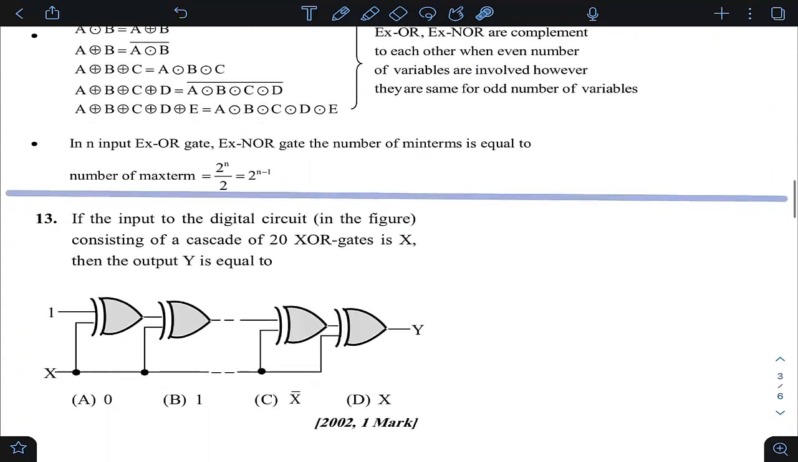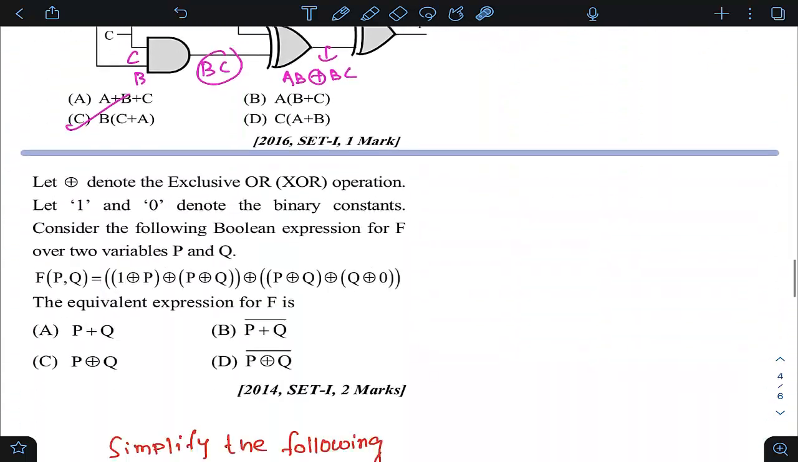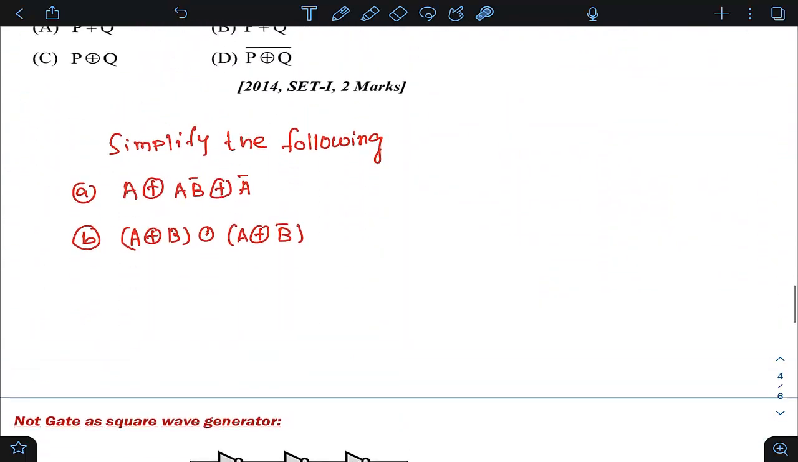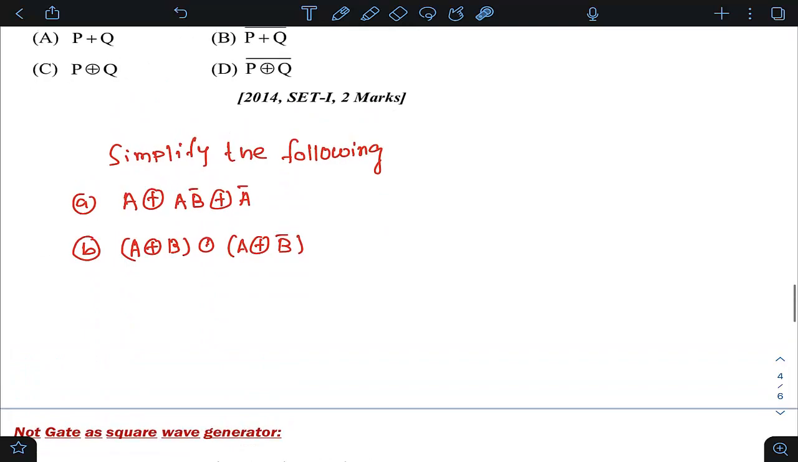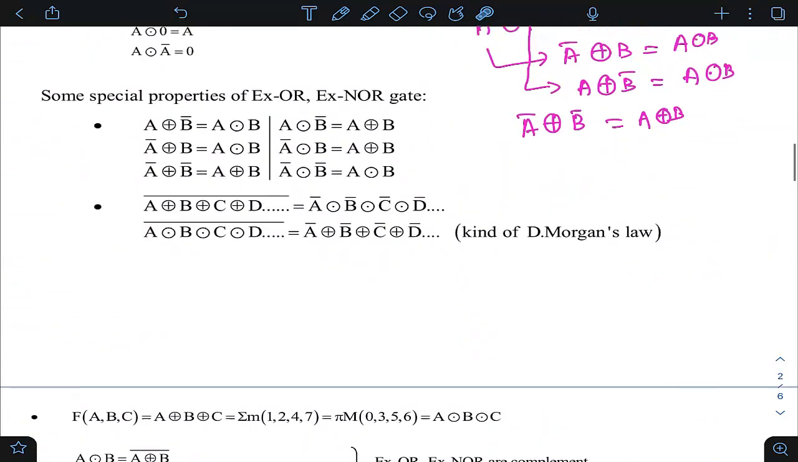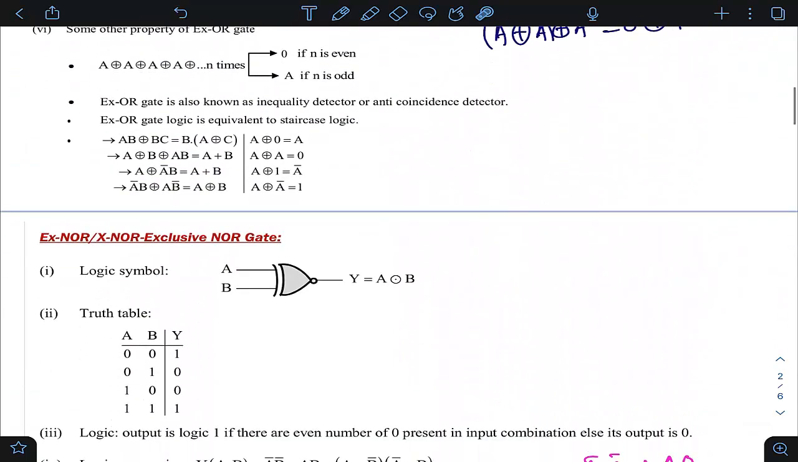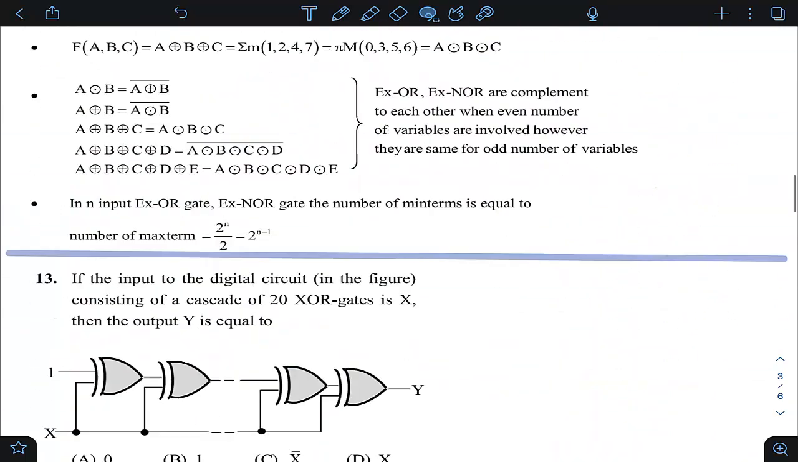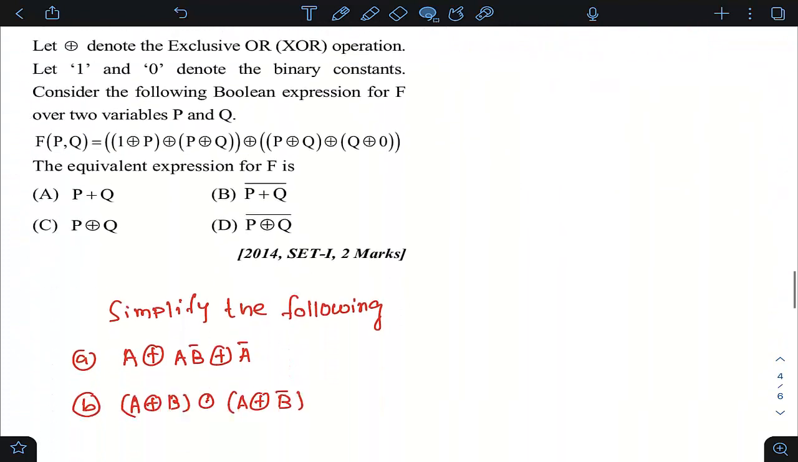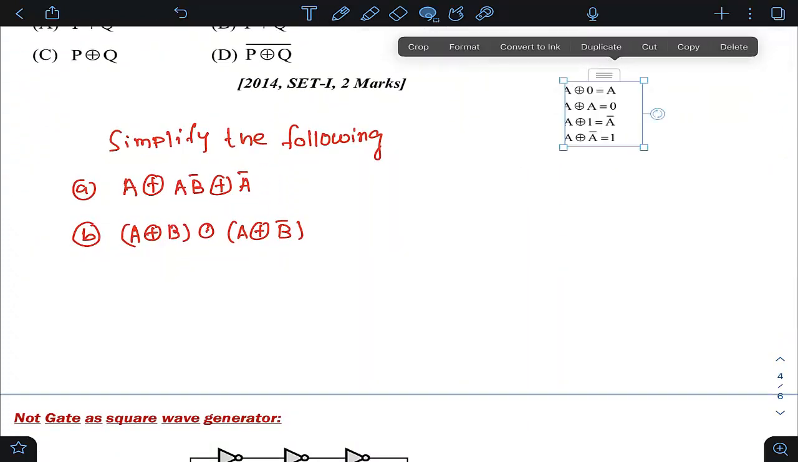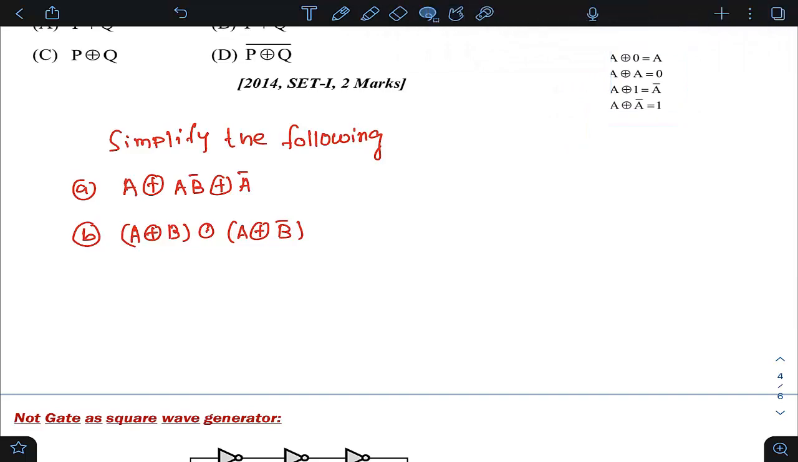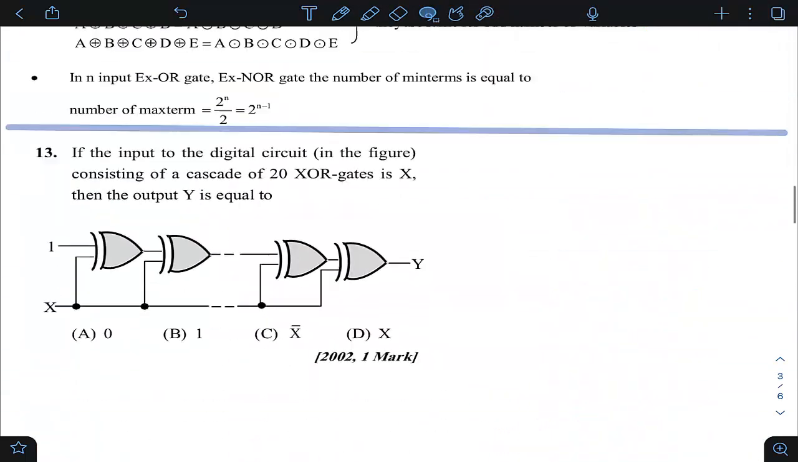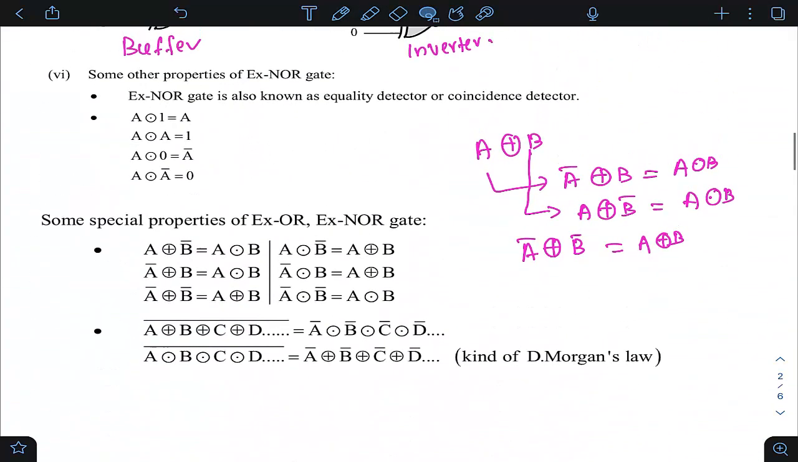Okay, so let us see how we can solve certain questions using this. Let us first solve this one. For this, let me copy the property so it will be easy for me to explain. This property I need to solve this problem. And I also need the XNOR property, this one.